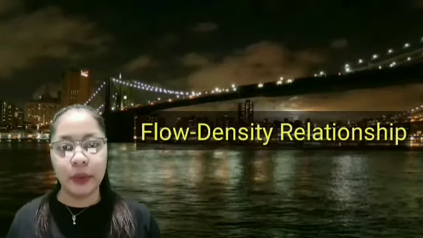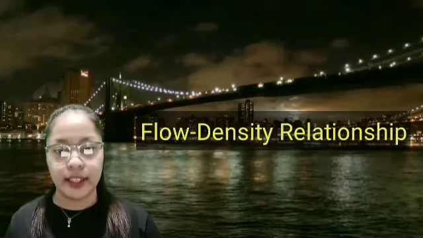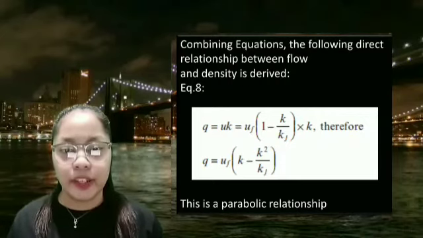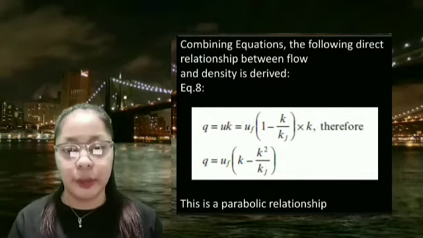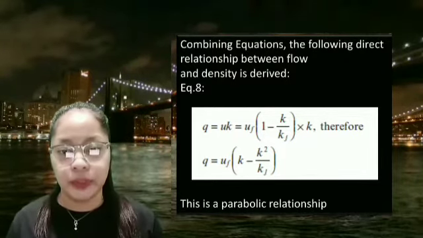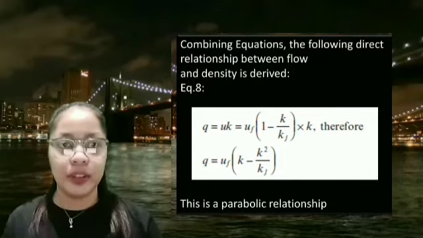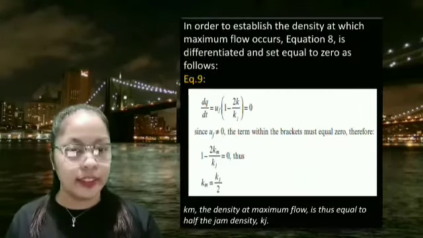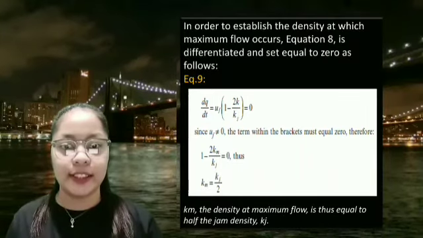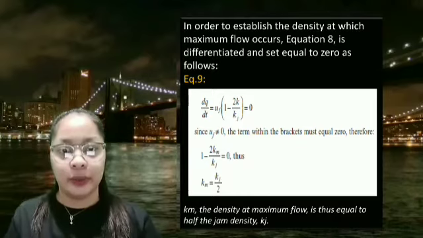Okay. So this flow density relationship, it is under the topic I have just discussed. So combining the equations given a while ago, we get Q is equal to the free flow value times K, or the density, minus K squared over the jam density. Now, in order to establish the density at which the maximum flow occurs, it is differentiated and set equal to 0 as follows.